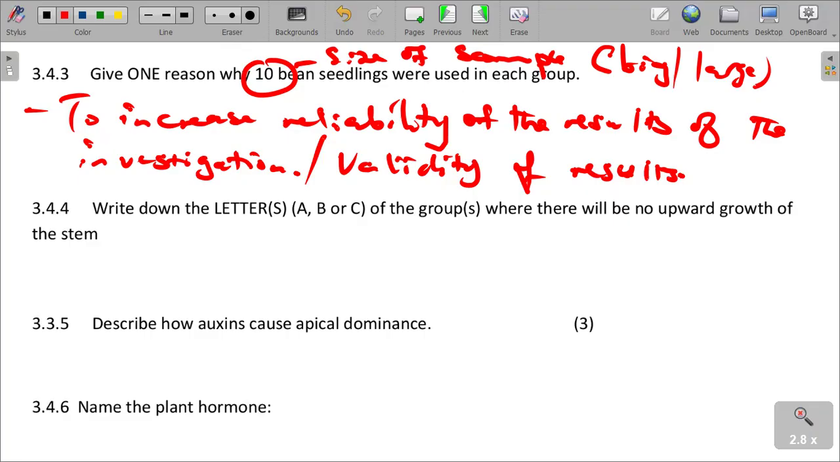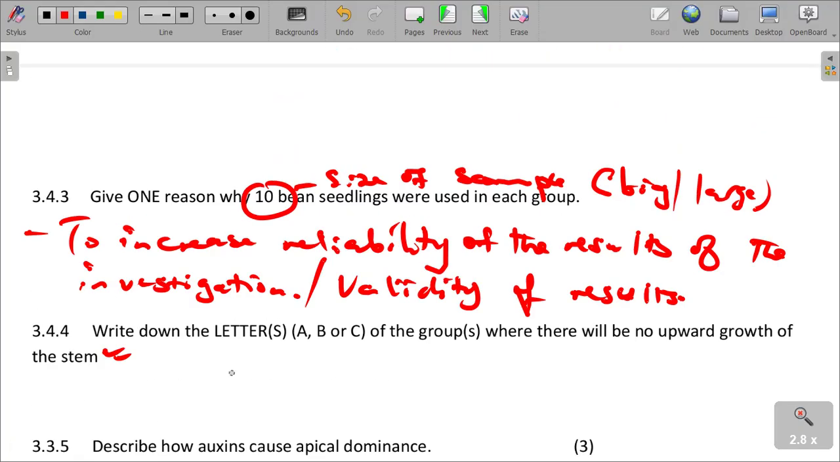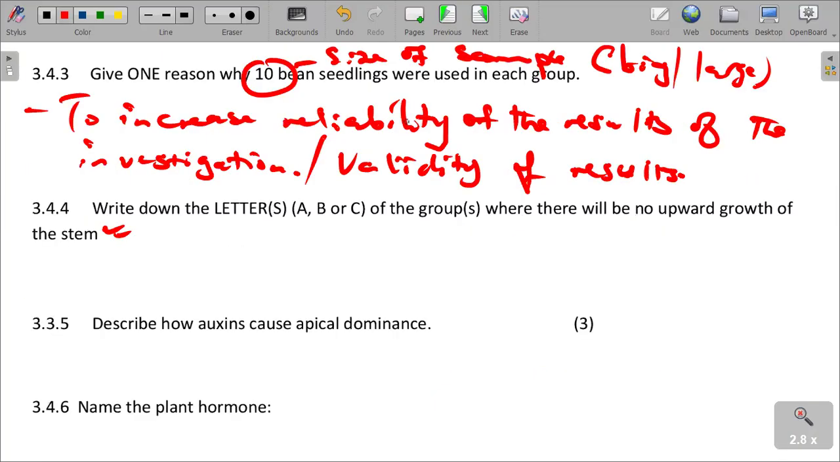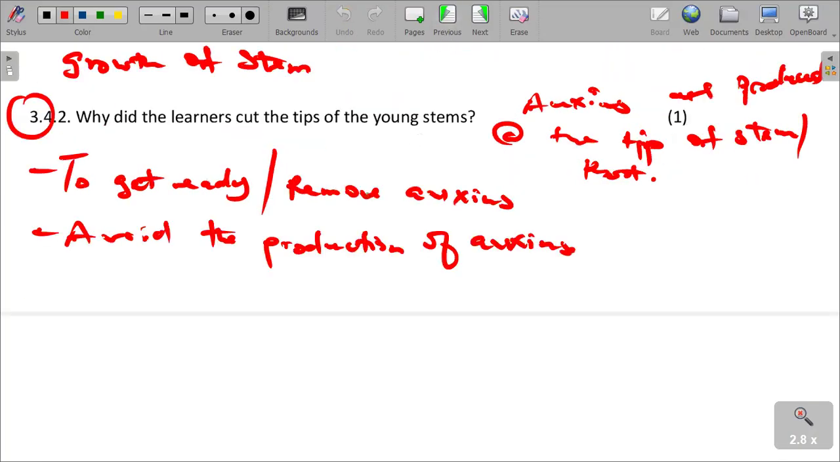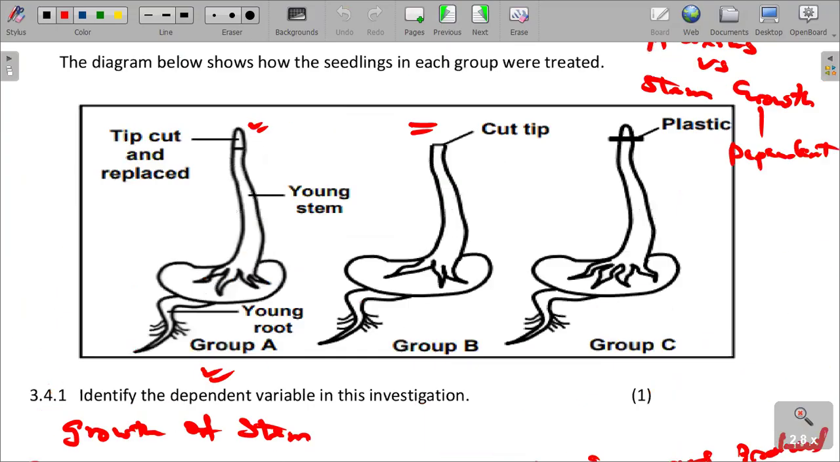The next question is saying, write down the letters A, B, C of the groups where there will be no upward growth of the stem. So the upward growth of the stem, in which one can we have no upward growth of the stem? We are saying write down where there will be no upward growth of the stem.